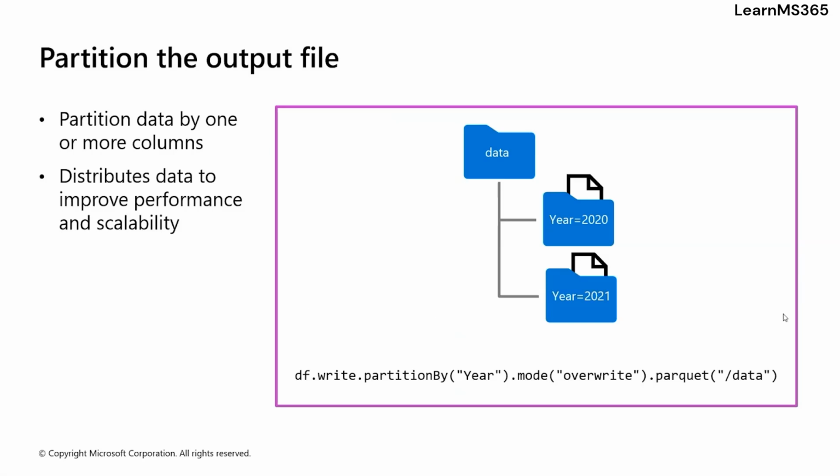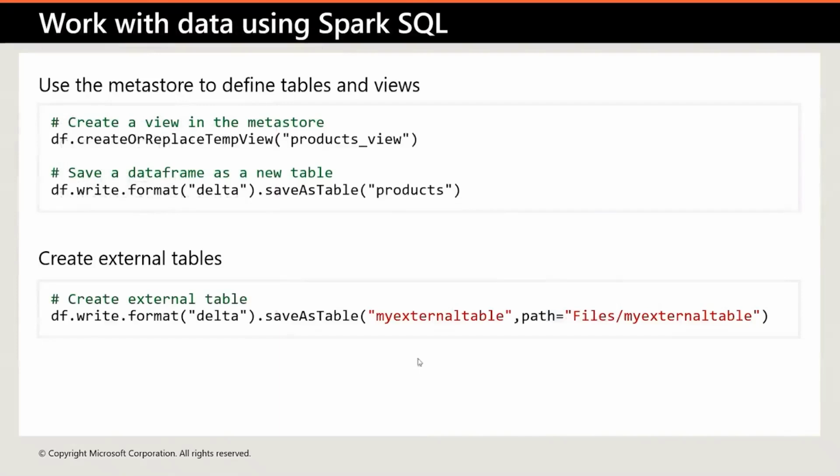Okay. Now loading the partitioned data. So when reading partitioned data into a data frame, you can load the data from any folder within the hierarchy by specifying the explicit values or wildcards for the partitioned field. Okay, so this was about partitioning the output file.